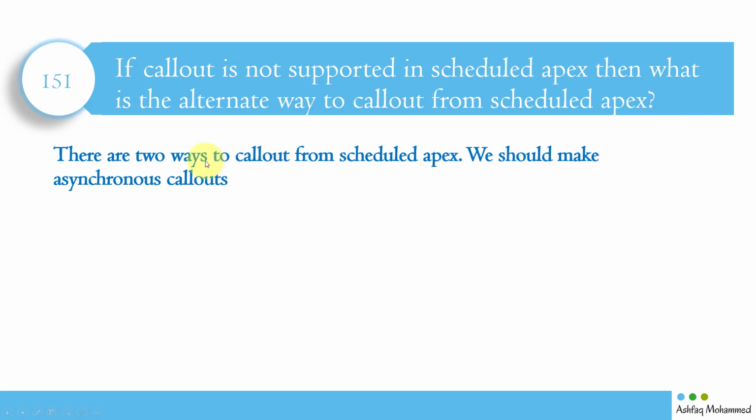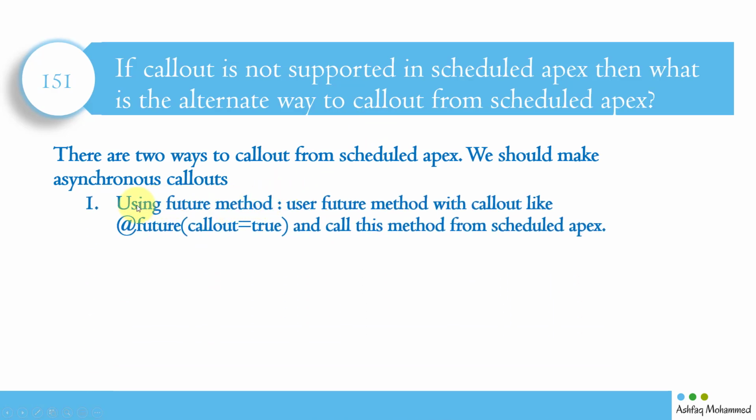So there are two ways to call out from a scheduled job if ever we want to. We should make an asynchronous call. We cannot do a synchronous call, so the option is asynchronous callouts. How do we do it? Use future methods with callouts, like @future, and then call these methods from the scheduled Apex. Even that is not a good practice, but if you ever want to do it, you can do it like this. We can create a future method in a class, and from the scheduled job we can call that, and in that future method we can call out, because future supports callouts.